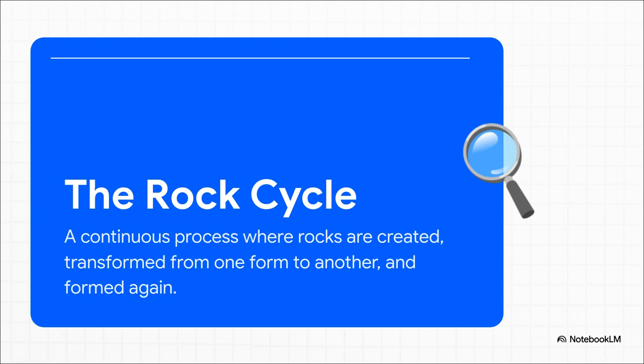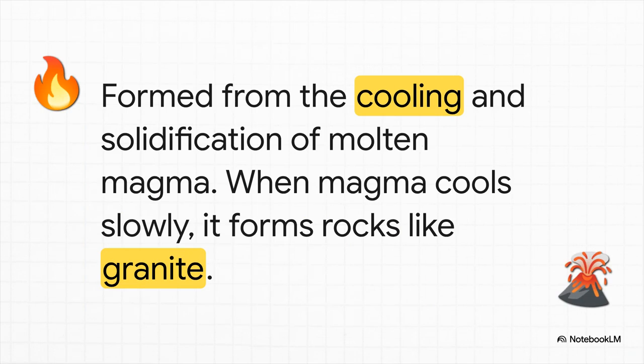So let's walk through the 3 main chapters in this amazing cycle. First up, you've got igneous rocks. These are literally rocks of fire. They're born when that super hot molten magma from deep inside the Earth cools and solidifies. And if it cools really slowly, deep underground, that gives it time for these big, beautiful crystals to grow, creating rocks just like the granite you see in Yosemite.